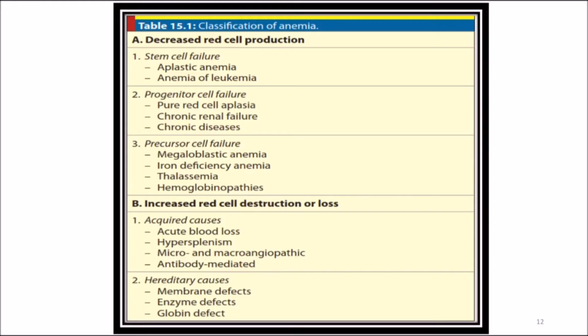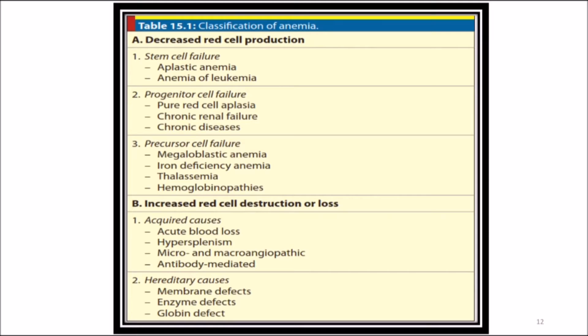So, classification of anemia: it can be due to decreased red cell production or it can be due to increased red cell destruction or loss. Decreased red cell production can be due to stem cell failure, progenitor cell failure, or precursor cell failure, where examples are given in each category, such as aplastic anemia. It can be due to chronic renal failure, megaloblastic anemia, iron deficiency anemia, thalassemia, etc.